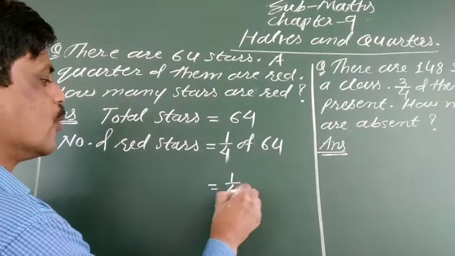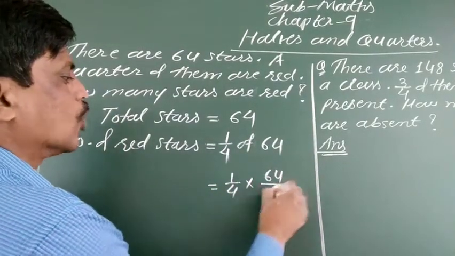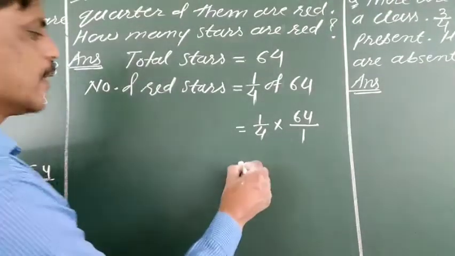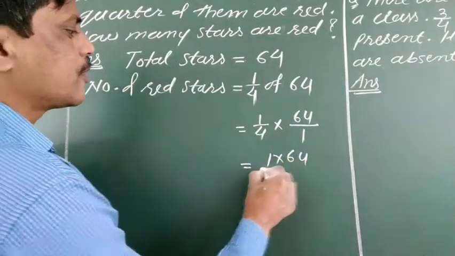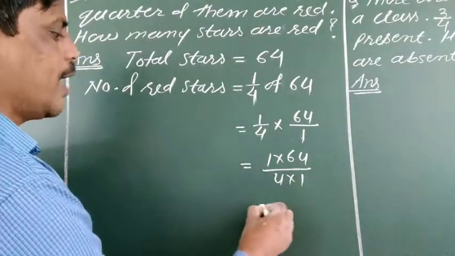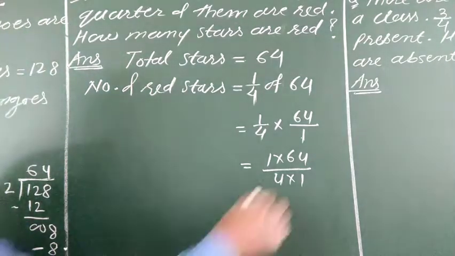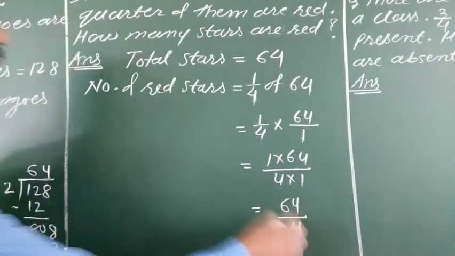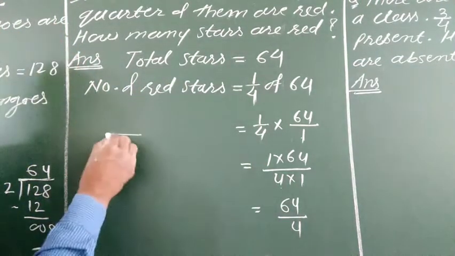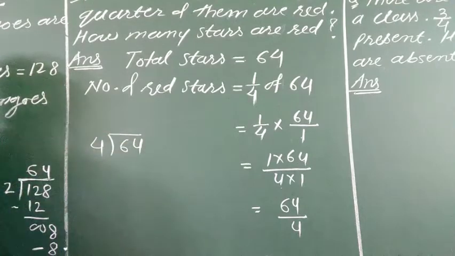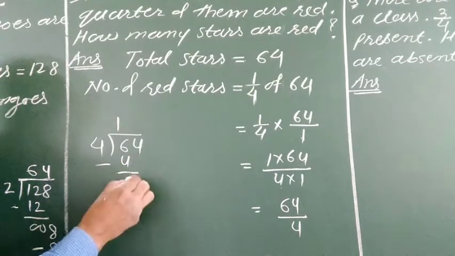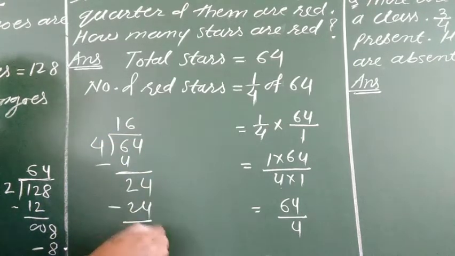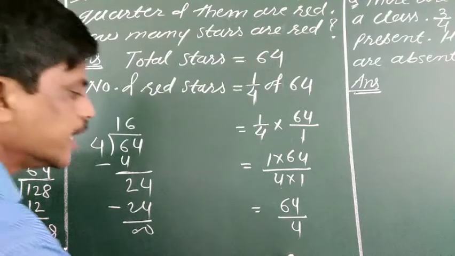So see, it is 1 by 4 into 64 by 1. Now see, once again, it is 1 into 64, and in denominator it is 4 into 1. 64 into 1, it is 64, and 4 into 1, it is 4. Now 64 divided by 4. See, it is division like this, 64 by 4. 4 ones are 4, then 2. 4 6s are 24. So see, answer is 16.